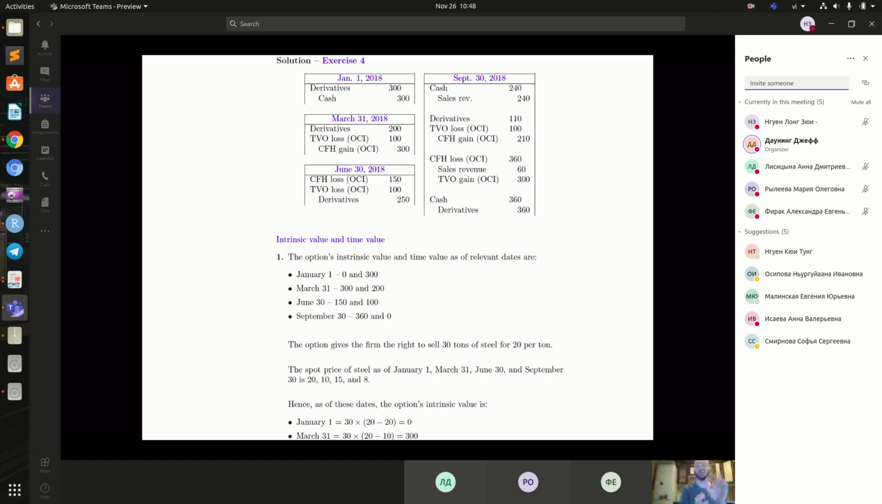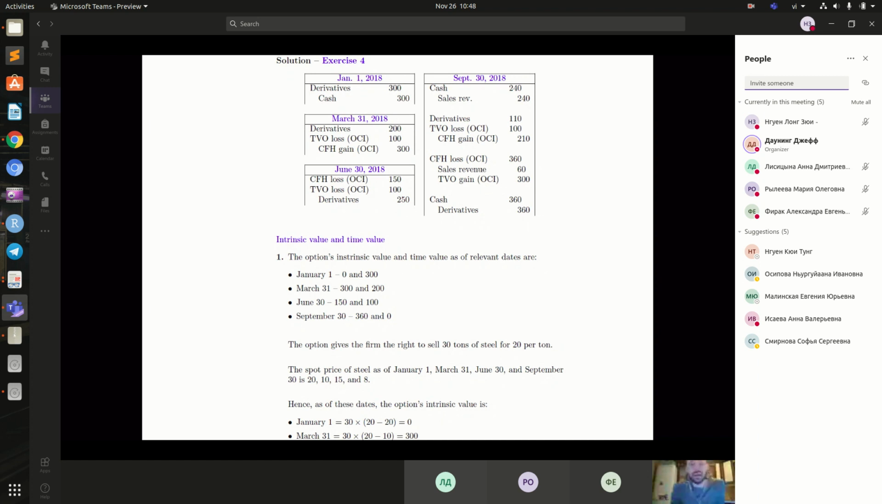We had 360 in gains from intrinsic value, cash flow hedge gains and losses, and we had cumulative losses of 300 from time value from these TVO losses. Therefore, we have on net a gain of 60. Hence, we have sales revenue 60, the net gains from OCI that were recycled to P&L.